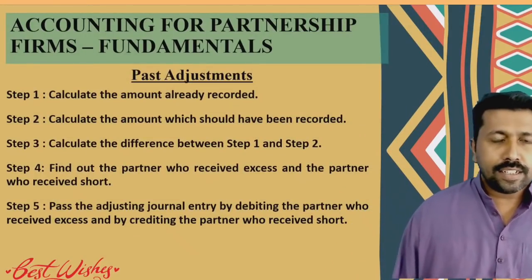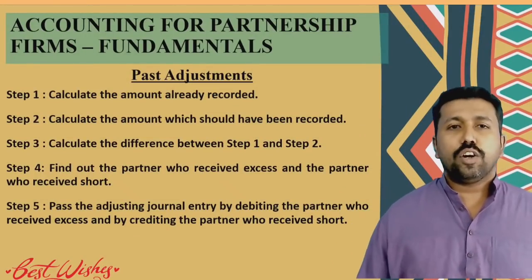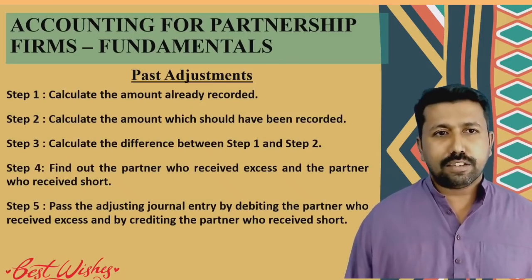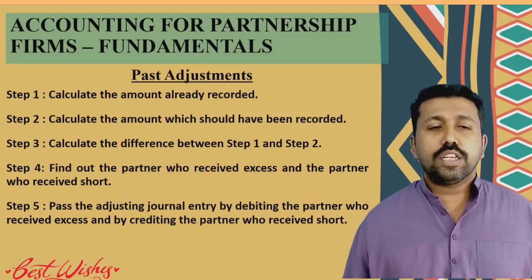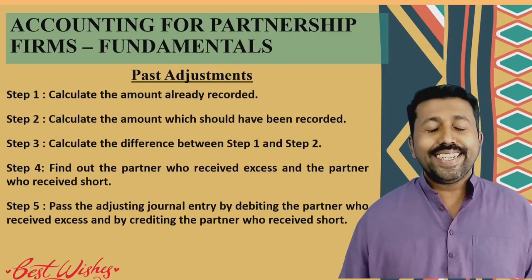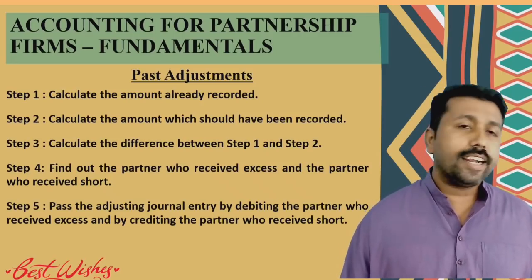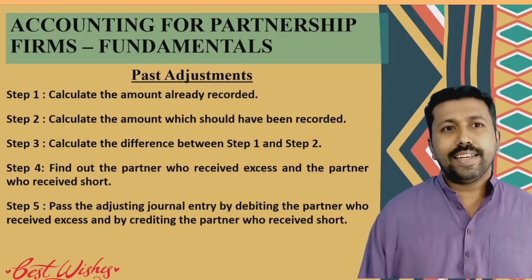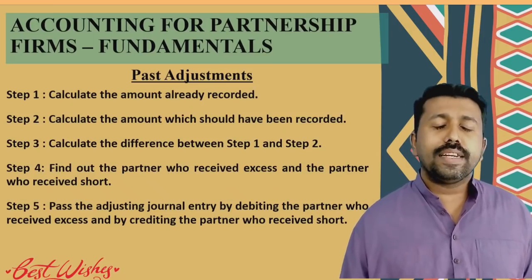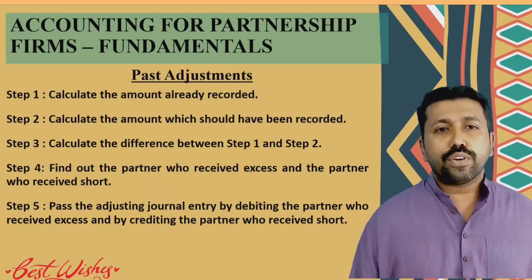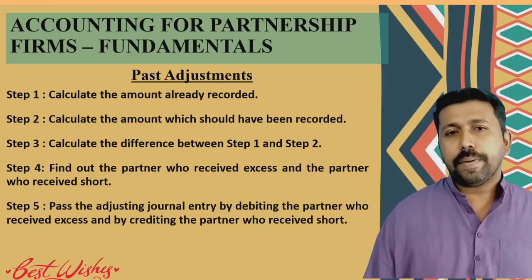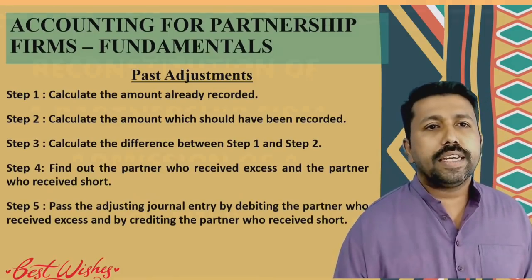And regarding the most important area where we can expect at least 2 questions, that is adjustment. If some items are not recorded, how we have to find out the adjustment entry, single adjustment entry questions will be there. If the firm omits to record interest on capital or interest on drawings or salary to a partner, then how to record all these things you have to practice very well, very, very important area.